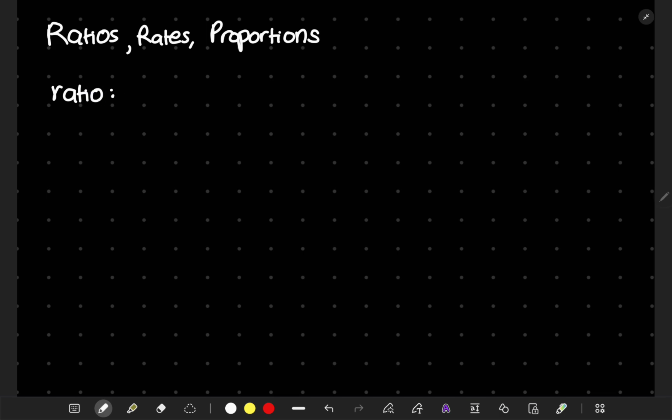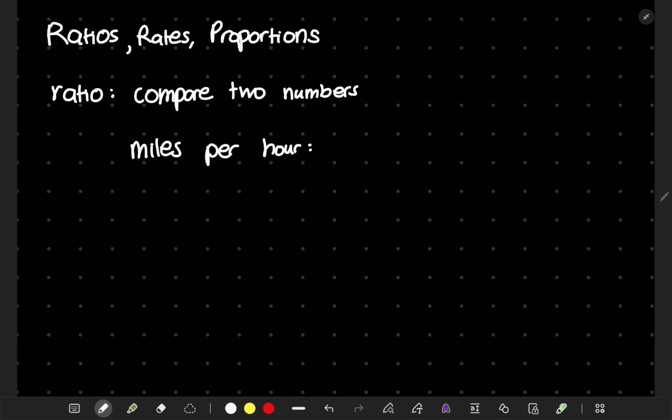So what is a ratio? A ratio is a way to compare two numbers. Sometimes we like to say apples to oranges. Sometimes we like to say miles per hour. These are two very common examples of what we're comparing. In the example of miles per hour, we're comparing the number of miles to the number of hours. That is what we define as a ratio. We'll actually go more in depth as to how this is also another thing that we call a rate, but we'll get into that in a minute.